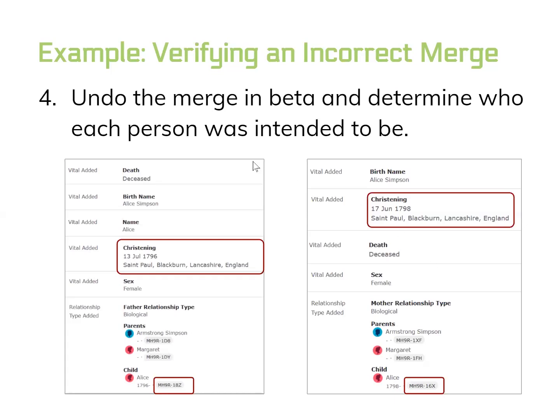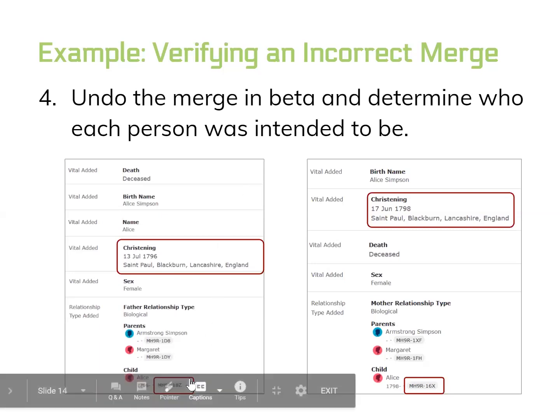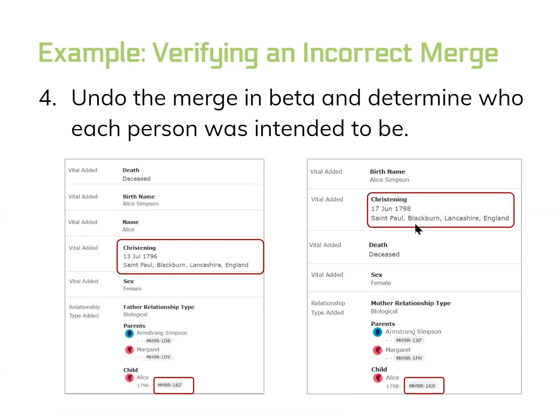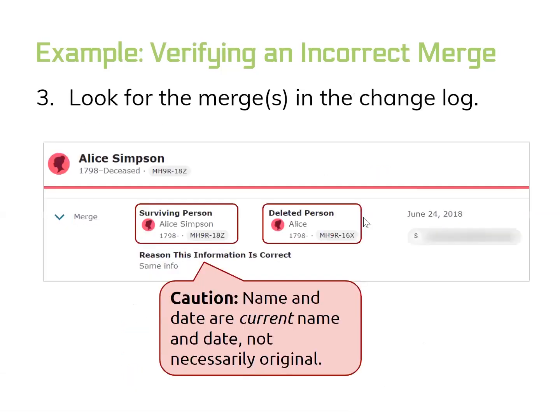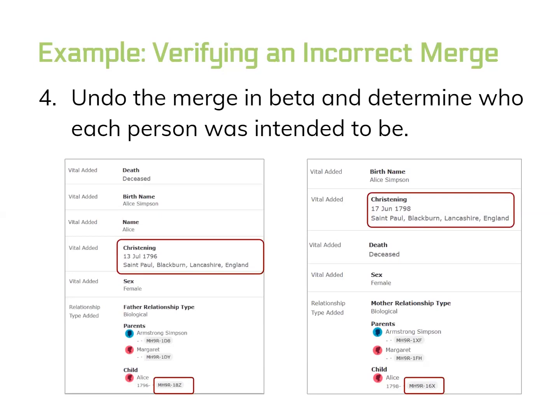Well, here are snapshots of the change logs of each of the Alices after I undid the merge in beta. And you notice that the first Alice, she ends in 18Z, has a correct christening date now of 1796. And the other Alice, who ends in 16X for her PID, her ID number, has a christening date in 1798. So once I split them out, I could see the accurate dates, even though when we look in the change log, those dates were not correct. So I'm now very confident that these two girls are two separate girls born a couple years apart, and I also strongly suspect that the one in 1796 died. But it's always a good idea to verify.